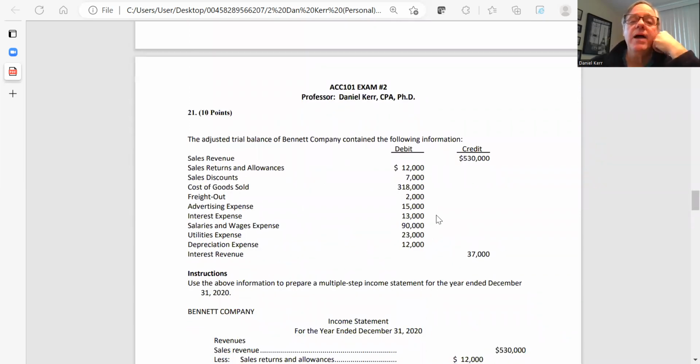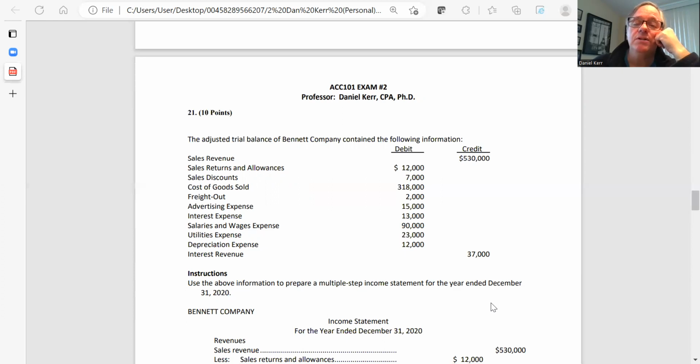So the adjusted trial balance contained the following information. These are all the accounts. What you need to do is prepare a multiple step income statement. This is my Wayne Gretzky analogy. You've got to get a mental picture of what this thing is going to look like before you try to do it. So you're going to have net sales.